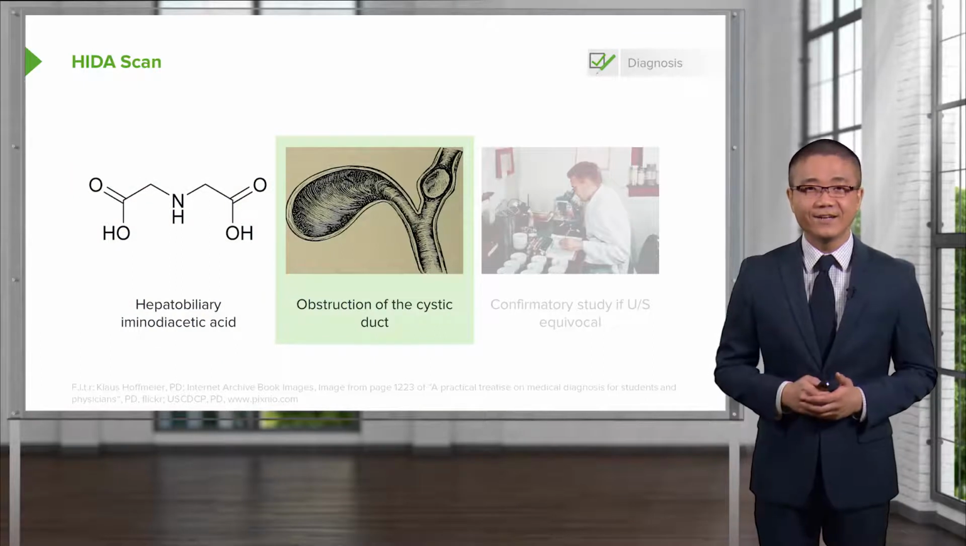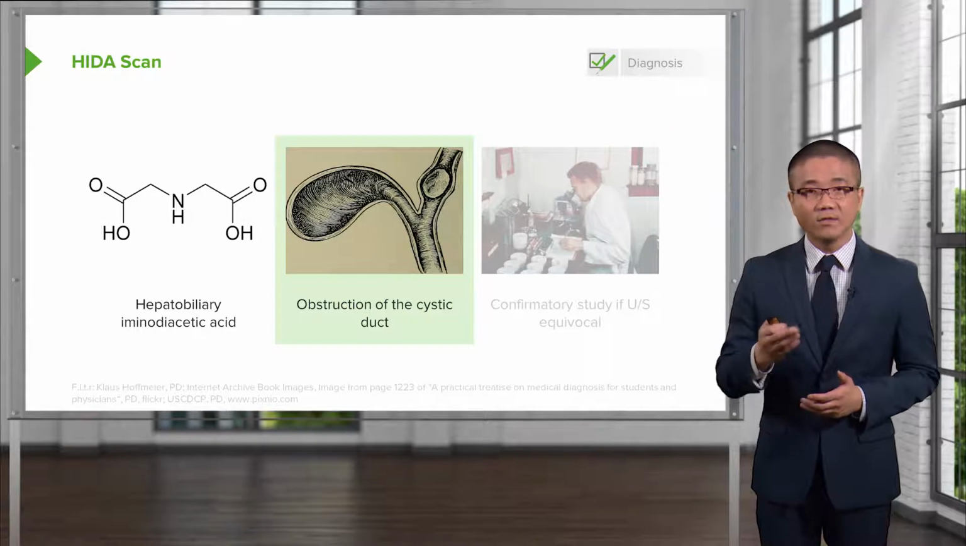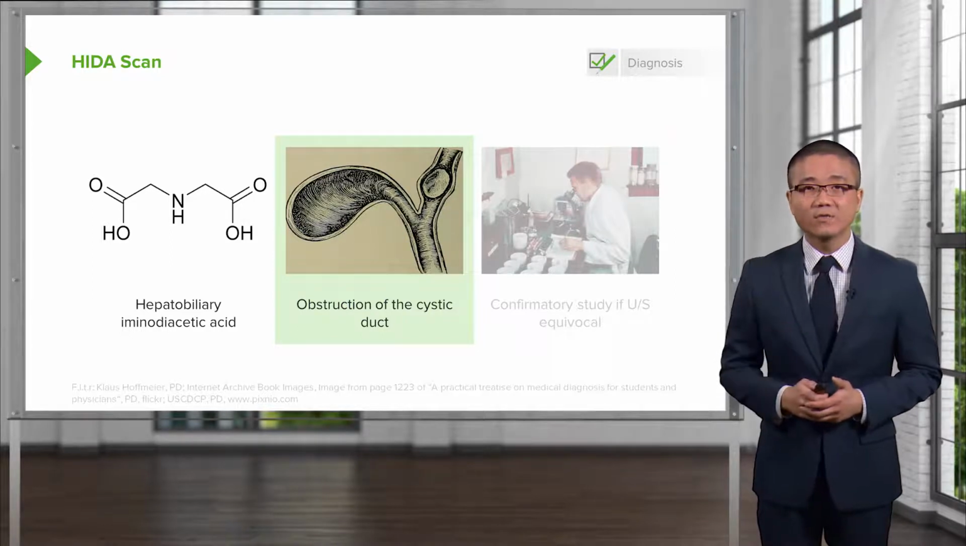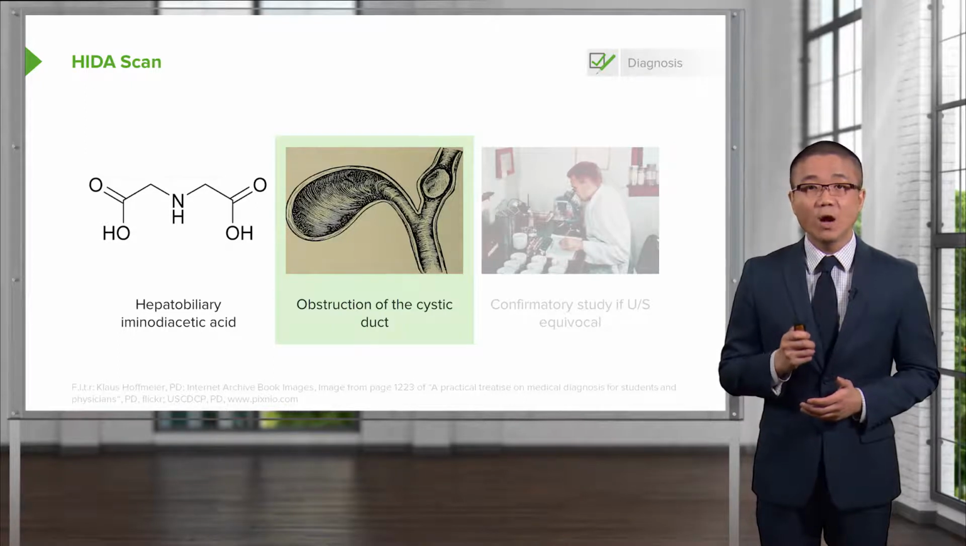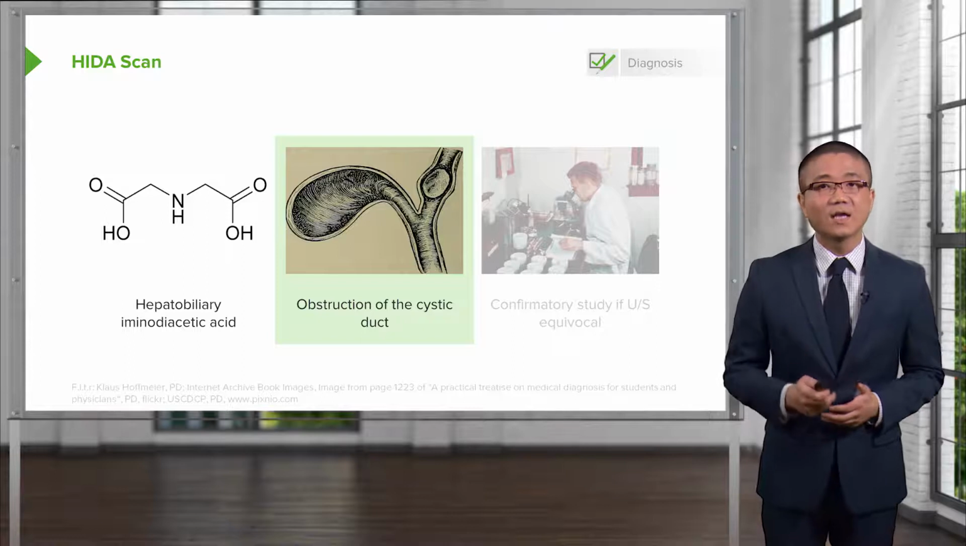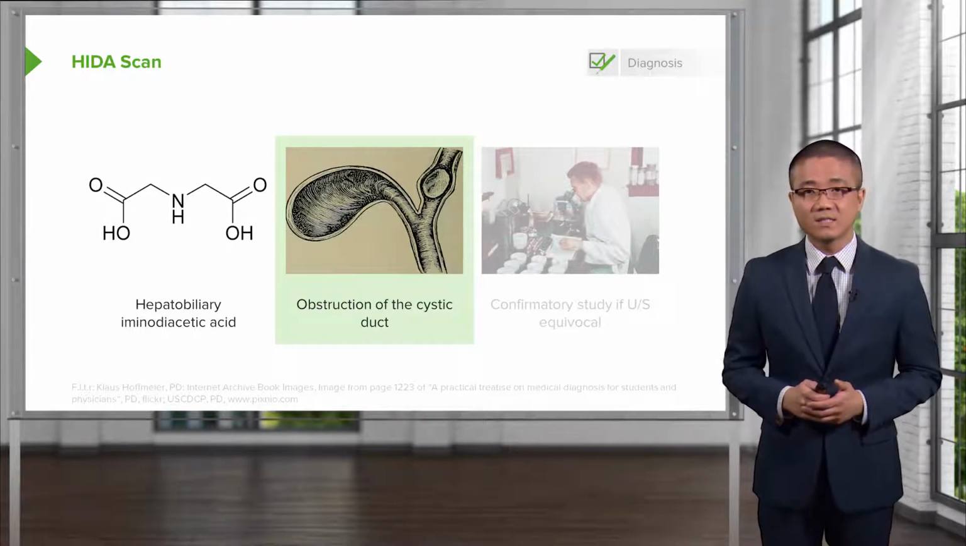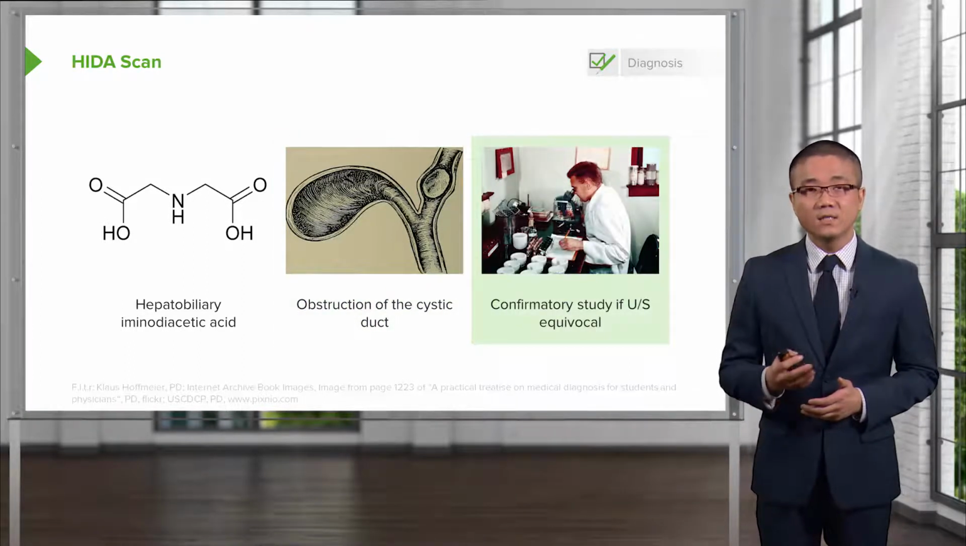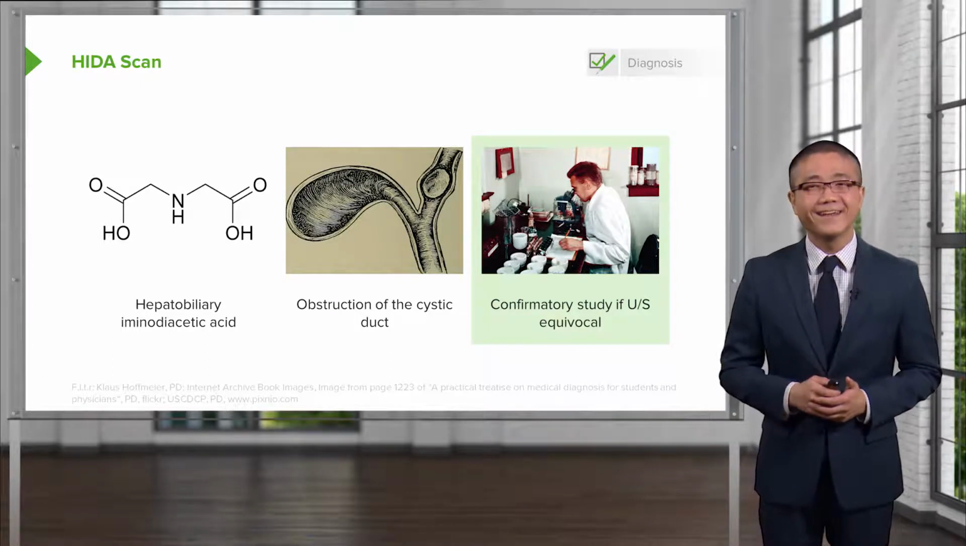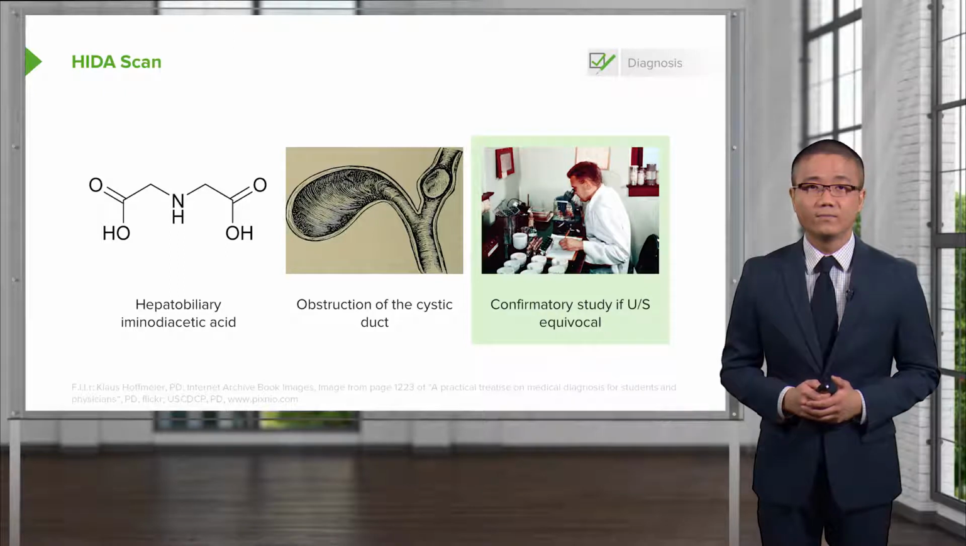By definition, acute cholecystitis is an obstruction of the cystic duct. Therefore, after excretion of HIDA from the liver, there should be uptake in the gallbladder. When there is no uptake in the gallbladder, it is suggestive of a complete obstruction of the cystic duct. This is usually used as a confirmatory study if the ultrasound or physical findings are equivocal.